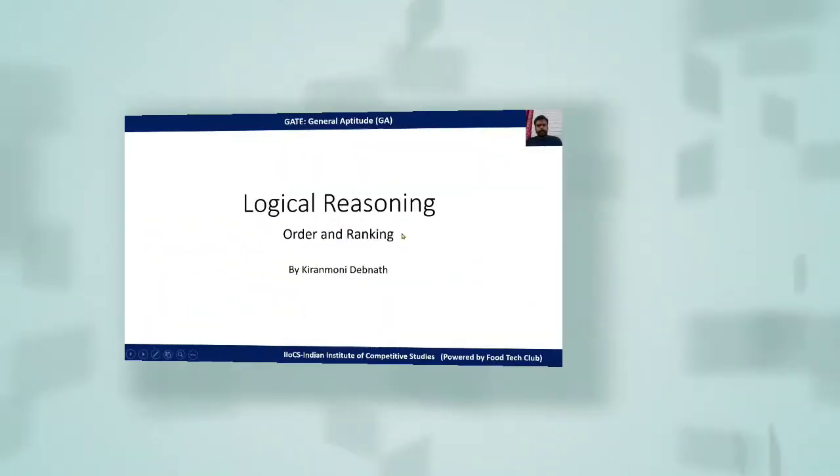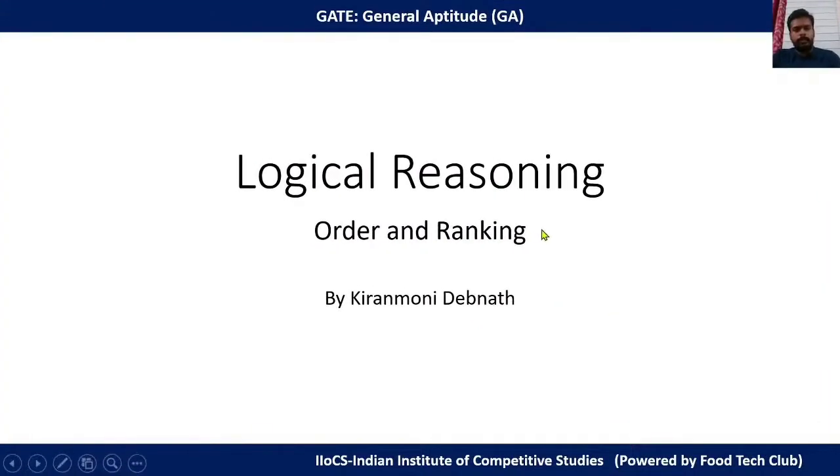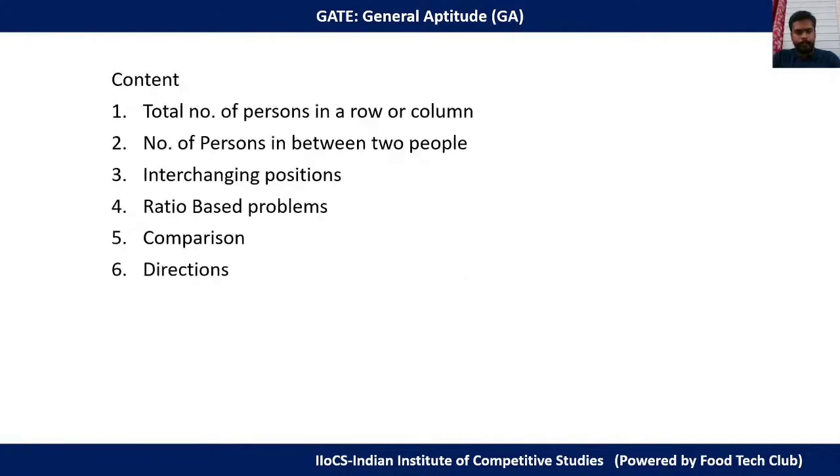By Cricket Club. So today in this class we are going to learn about the logical reasoning part. It's a part of the general level, and the topic will be order and ranking. There are six topics which we are going to cover under this. Different types of problems are there. So six different types of problems will be coming in the exam, mainly based on this ranking part.